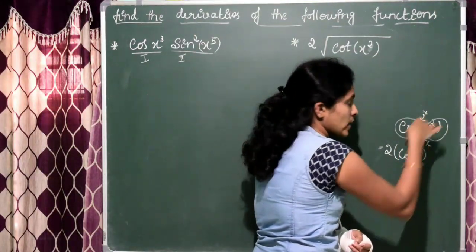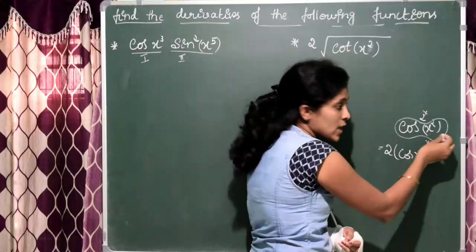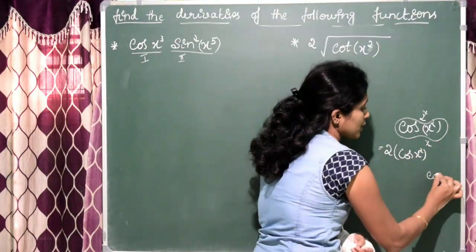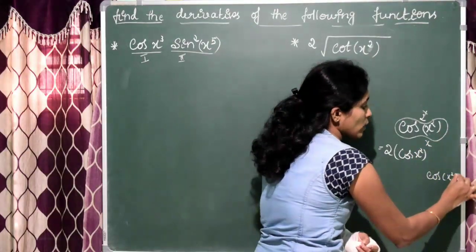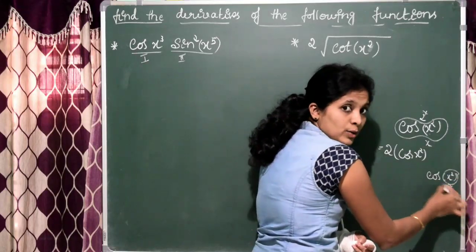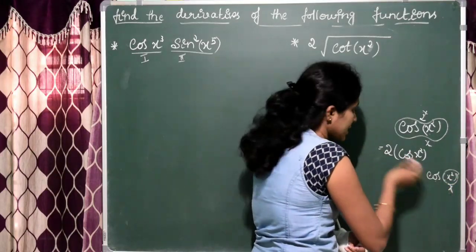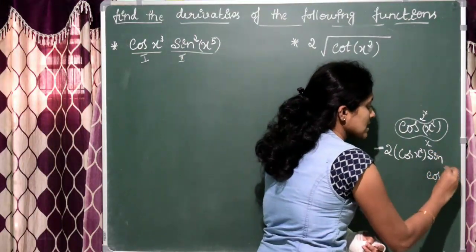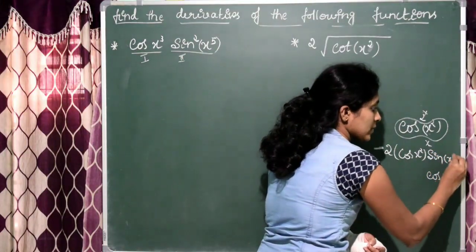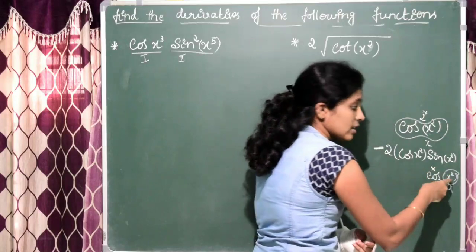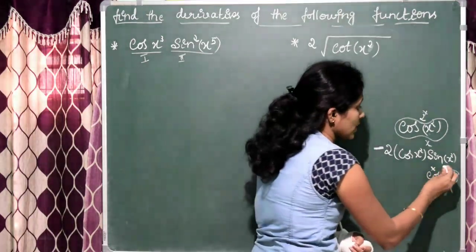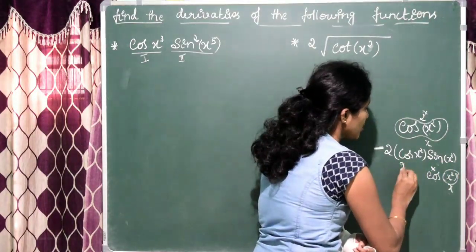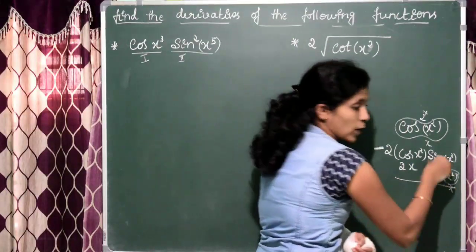Now we have done with this one, right? Now cos of x square. Now you have to find the derivative of cos x square. So you have to consider this as x. Now derivative of cos x is minus sin x. So I'll write here minus sin. In the place of x, here we have x square. Is it clear? Then this is done. Now we have to find the derivative of x square. Derivative of x square will be equal to 2x. I hope you understood this one.